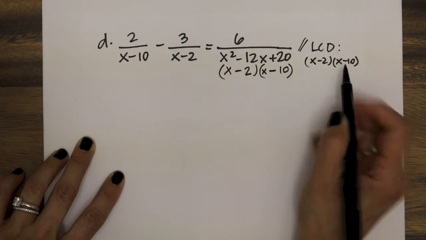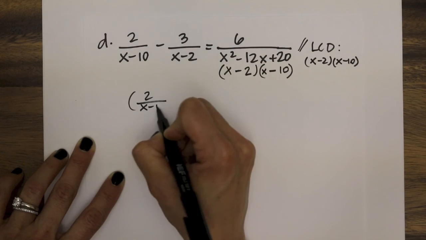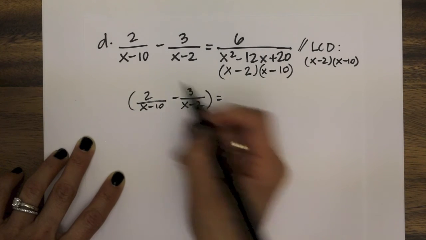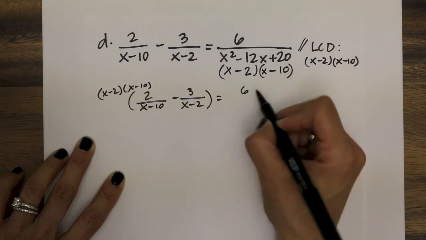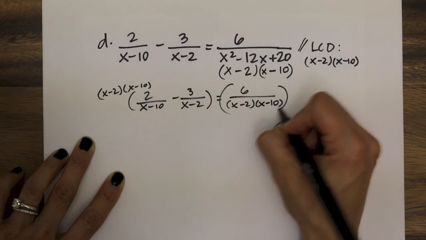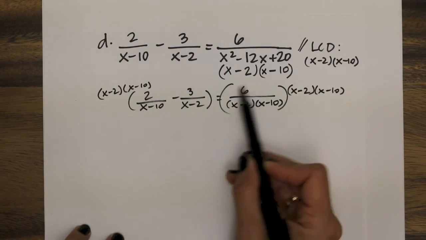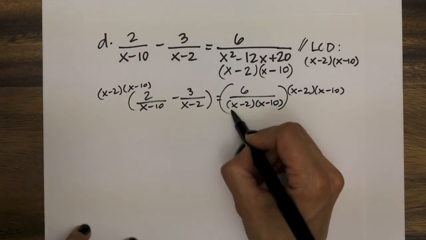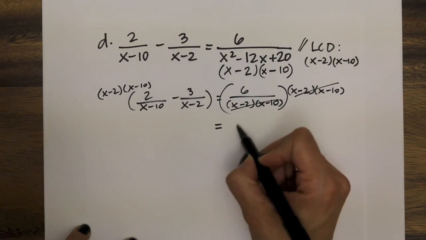Once you identify your LCD, you're going to multiply it to both sides of the equation. So on the left side you have this expression, and we're going to times by x minus 2 and x minus 10. On the right side, we're going to times this by the quantity x minus 2 times x minus 10. Don't forget, here this is just one fraction, so when we're timesing this side by that quantity x minus 2, x minus 10, the whole denominator cancels with the whole LCD, leaving just 6.